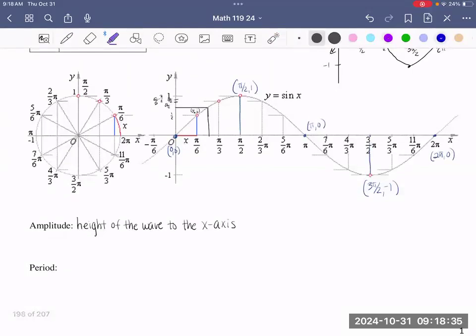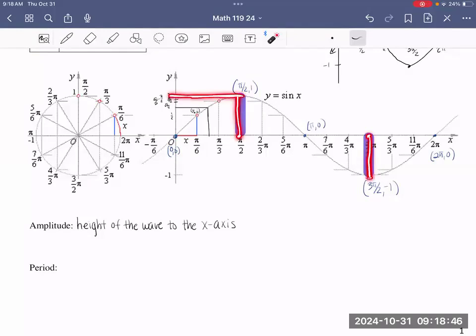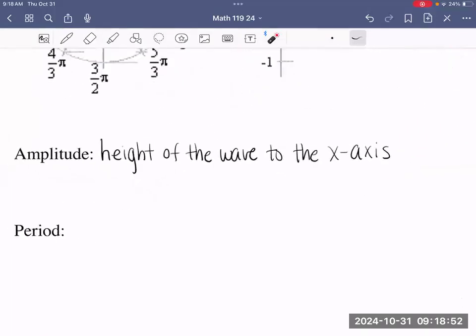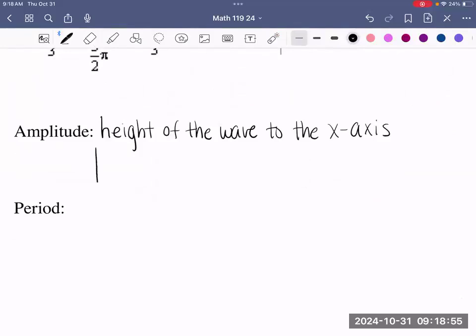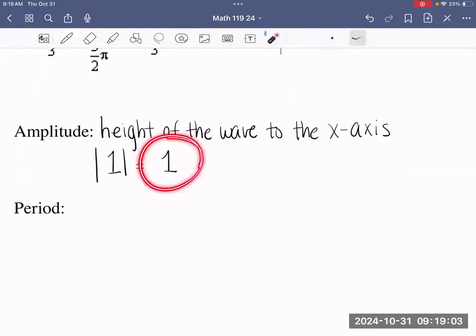So how high are our waves? Well, our waves, right, if we're looking at just the height, they're going to be from 0 all the way up to 1. This is your height here, or from 0 all the way to -1. Now, can we have a -1 height? No, it's a distance. So no matter what height we have, it should be positive. So this is the absolute value of 1, which in our case is 1. So a basic parent graph for sine should have an amplitude of 1.